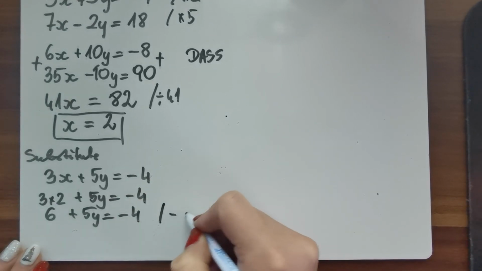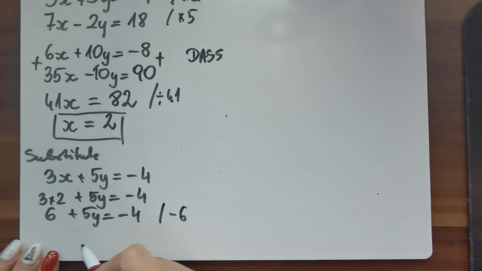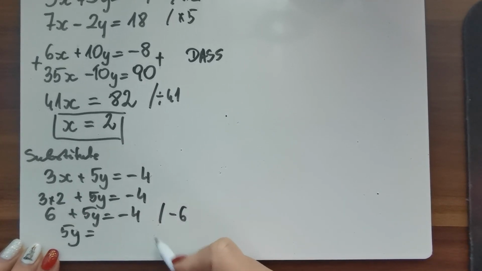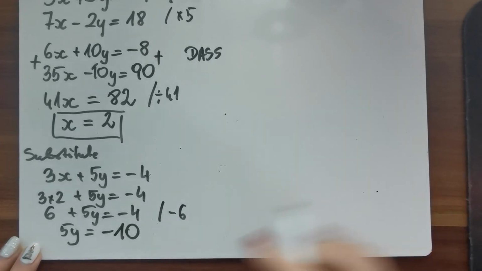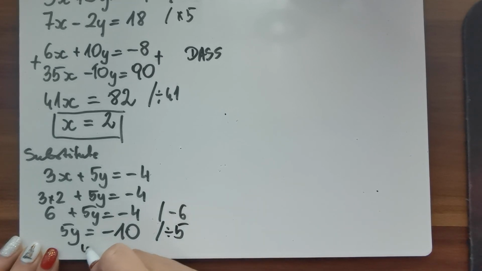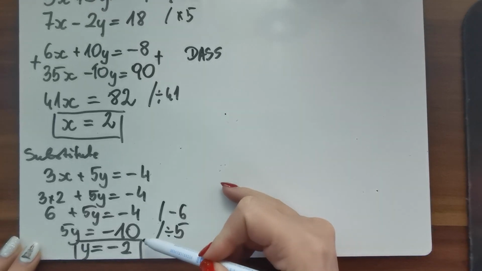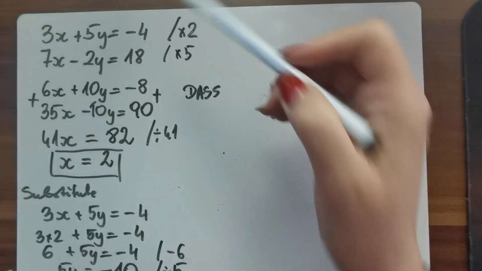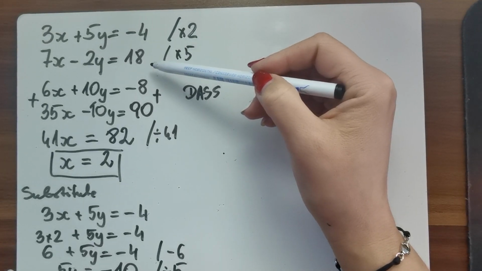I will subtract 6 from both sides to balance the equation. So I will get 5y is equal to negative 4, take away 6, it will be negative 10. So by dividing both sides by 5, I will get the answer y is equal to negative 2. So x equal to 2, y equal to negative 2 is the solution of our pair of simultaneous equations.